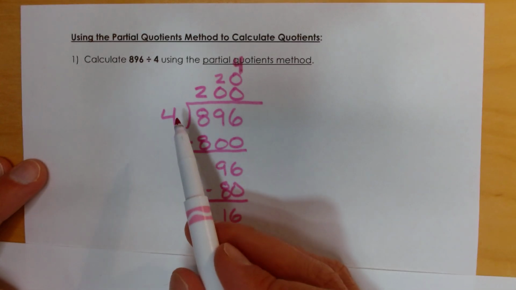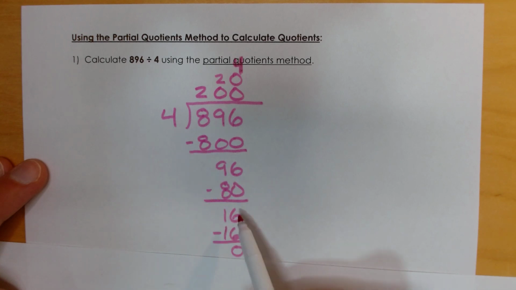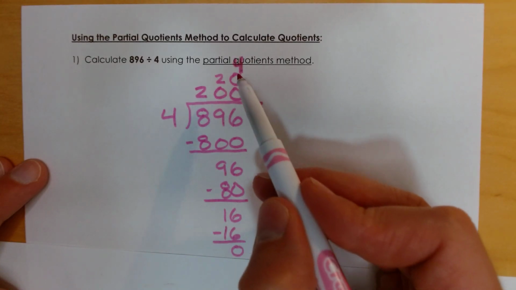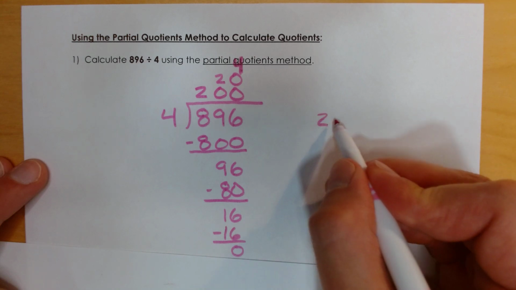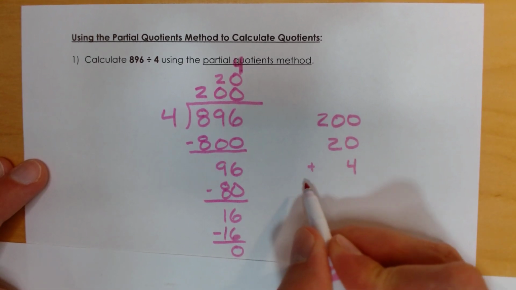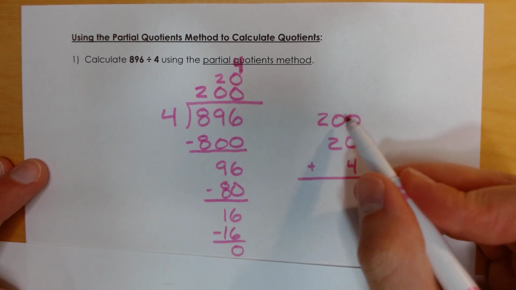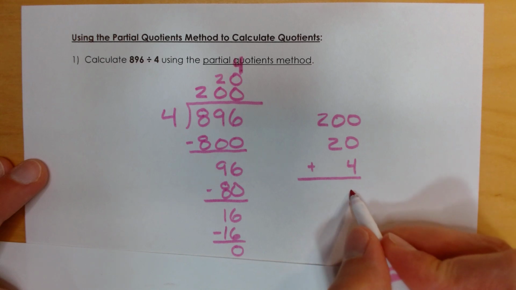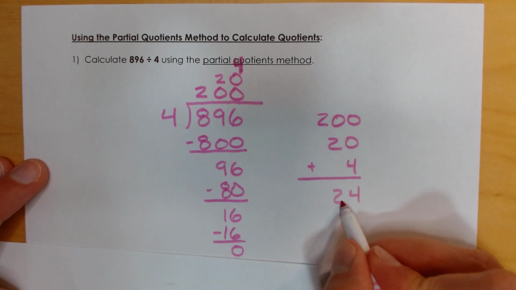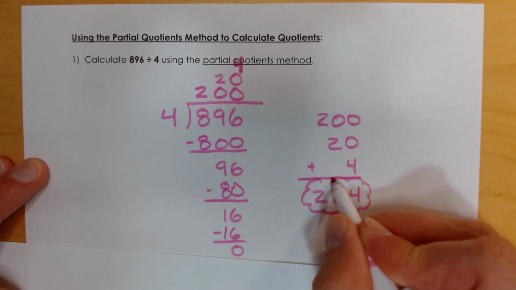So what we did is we set up small division problems here: 4 into 800, 4 into 90, 4 into 16. And what we're going to do is take all the answers to those division problems and just add them together. And that's going to get my quotient. So we take all of our partial quotients and combine them. 0 plus 0 plus 4 is 4. 0 plus 2 is 2. Bring down my 2. My quotient is 224.